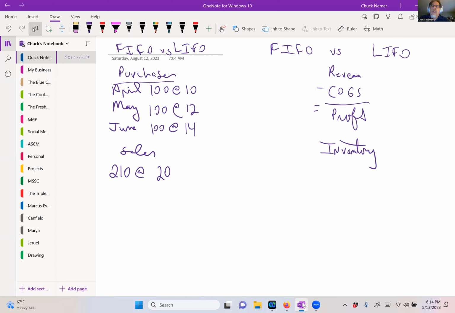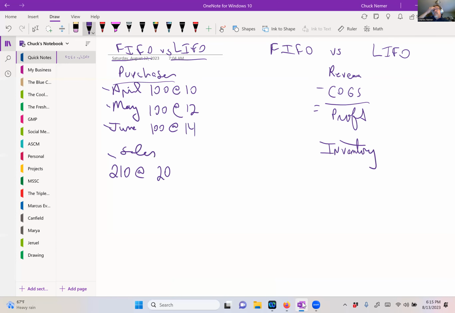Okay, so we're going to look at costing from a FIFO versus LIFO standpoint. The situation we're building upon here is: April we bought 100 at $10 each. May we bought 100 at 12. June we bought 100 at 14. We've sold 210 at $20. So we're going to look at it from a FIFO and a LIFO standpoint.